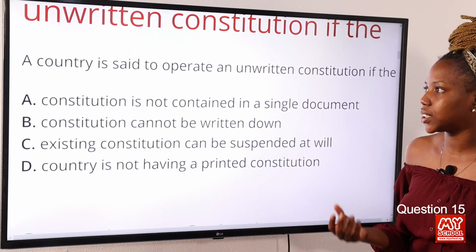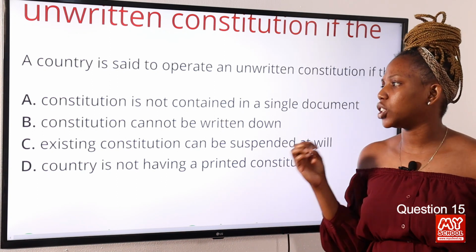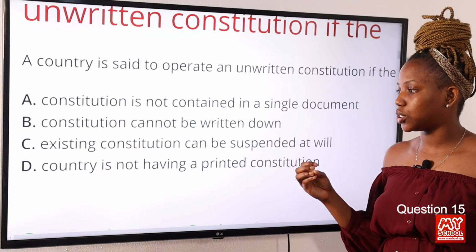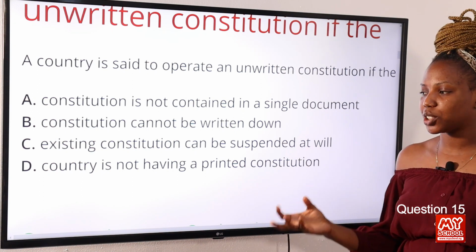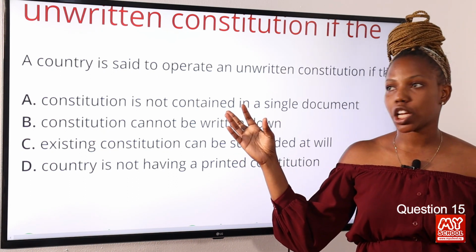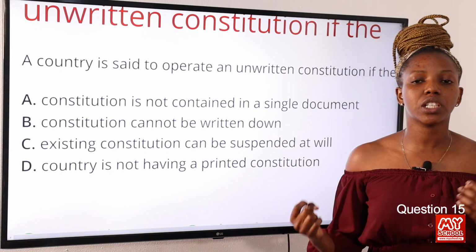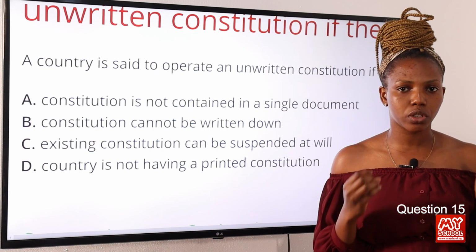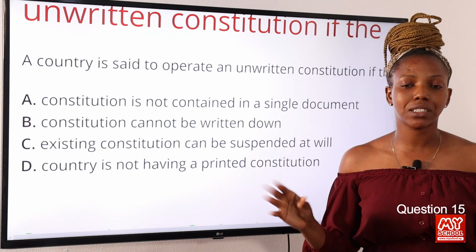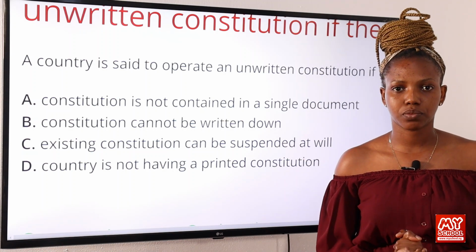Question 15. A country is said to operate an unwritten constitution if the A, constitution is not contained in a single document, option B, constitution cannot be written down, option C, existing constitution can be suspended at will, option D, country is not having a printed constitution. The answer to this question is option A, constitution is not contained in a single document. An unwritten constitution is one in which the fundamental principles are not codified in one document. This means that they are scattered or written in several documents. They are just not in one single document. So option A is the correct answer to this question.